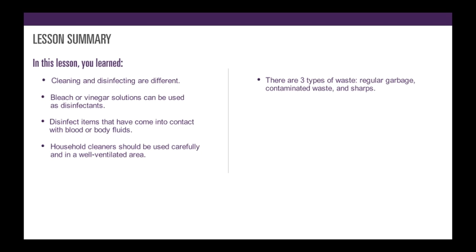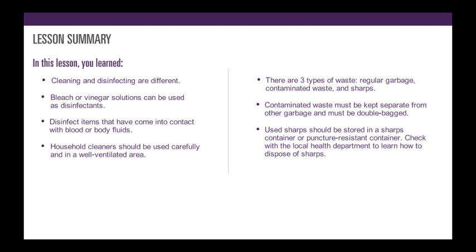There are 3 types of waste: regular garbage, contaminated waste, and sharps. Contaminated waste must be kept separate from other garbage and must be double-bagged. Used sharps should be stored in a sharps container or puncture-resistant container. Check with the local health department to learn how to dispose of sharps.